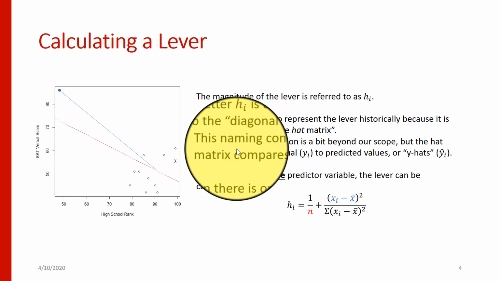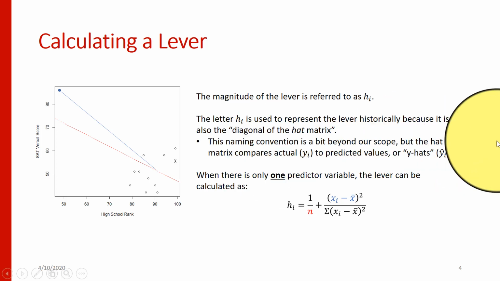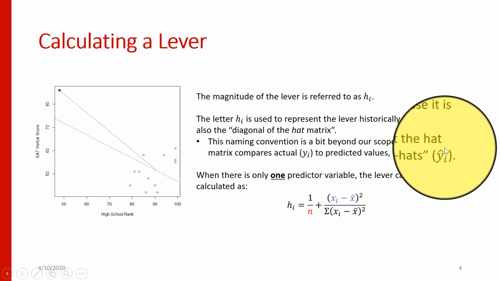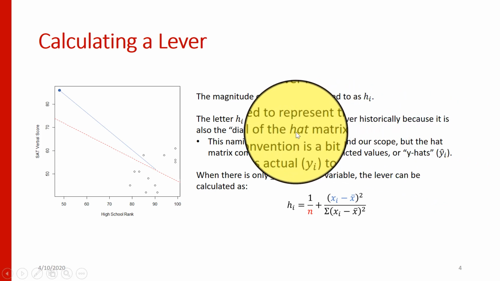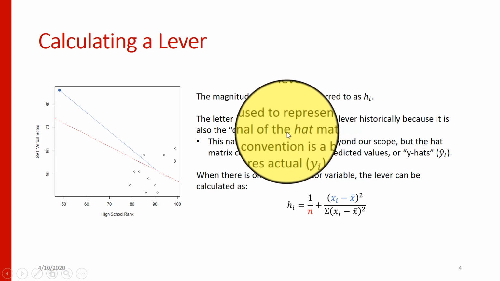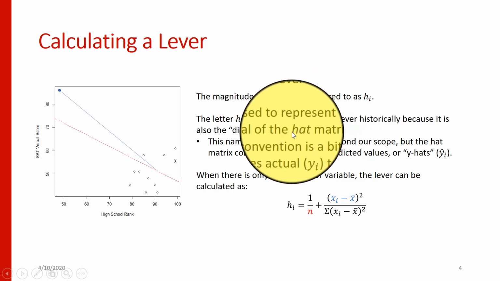Now the letter h is used to represent the lever historically because the lever is also the diagonal of the hat matrix. And exactly what that means is a bit beyond our scope, but the hat matrix is a matrix that comprises the actual values of y and the predicted values, or what we would call y hats. So that's why it's a hat matrix, and that's why we use h for lever instead of something like L. But as long as you know that h represents the lever magnitude.